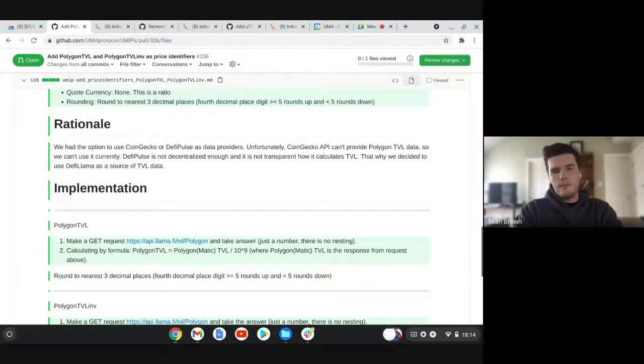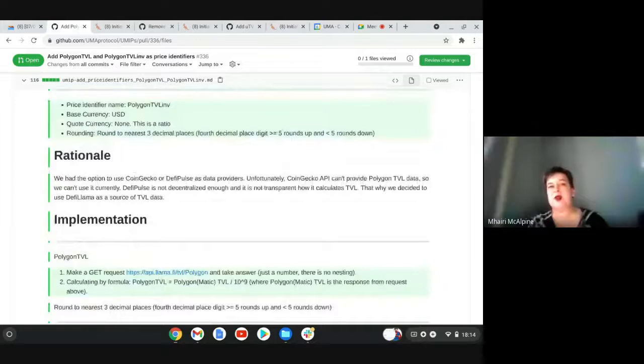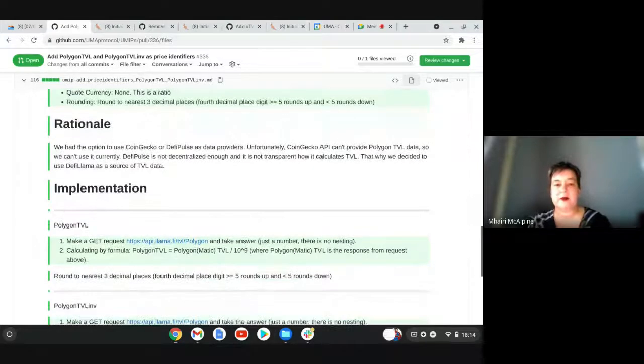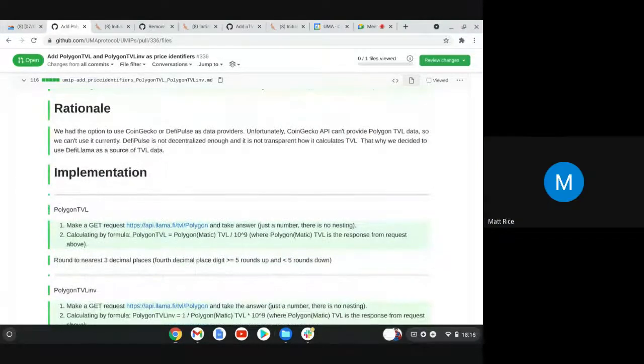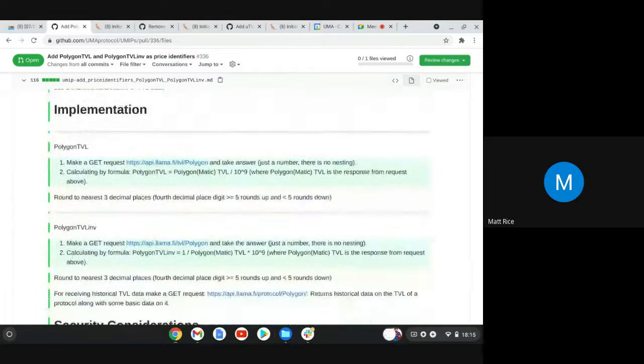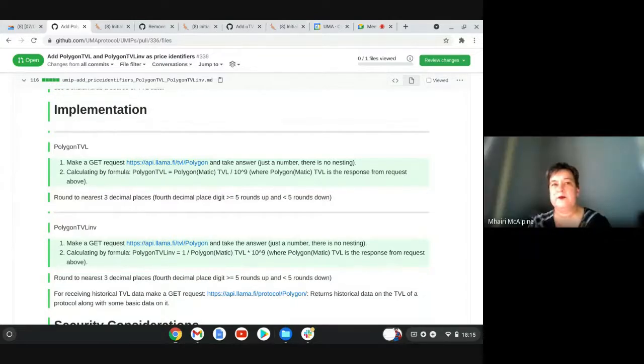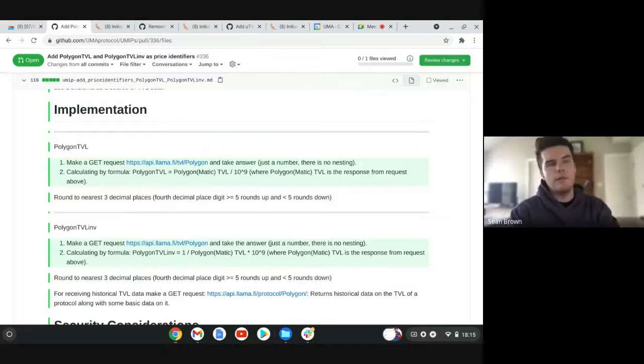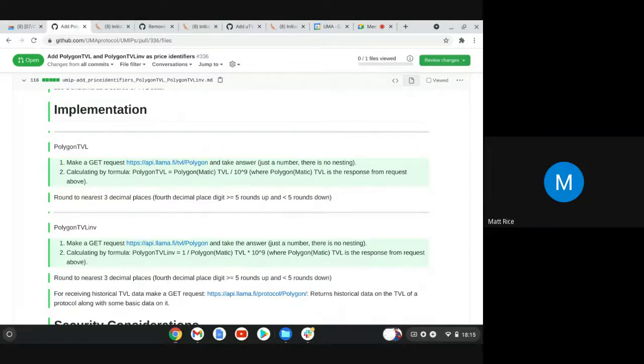Sweet. We're just discussing the PolygonTVL price identifier. We have no price feed, and the data isn't very granular, which we're a bit concerned about. I see. Why don't we have a price feed? We haven't written one. Oh, you mean sources, like DeFi Llama, like an automated price feed, yeah. I see.